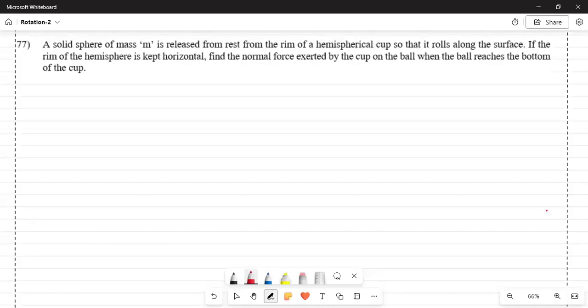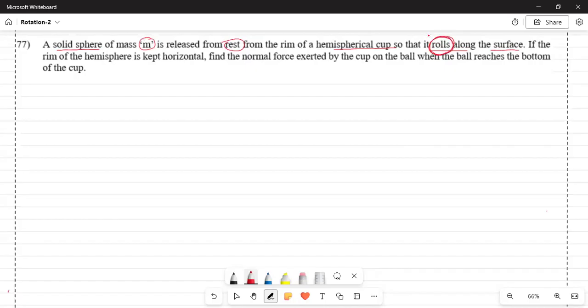We start solving problem 77 of your textbook, C Verma, chapter Rotation. Let's first study the problem, what they want to tell us. A solid sphere of mass m is released from rest. That means there was no initial velocity. It is released from the rim of a hemispherical cup so that it rolls along the surface. Here is the catch: it rolls along the surface.